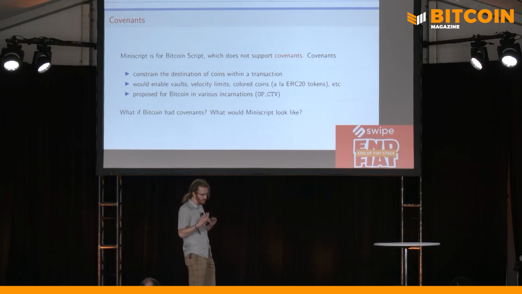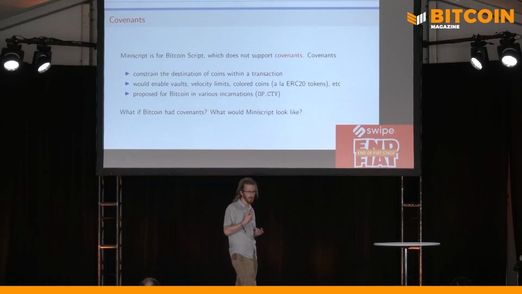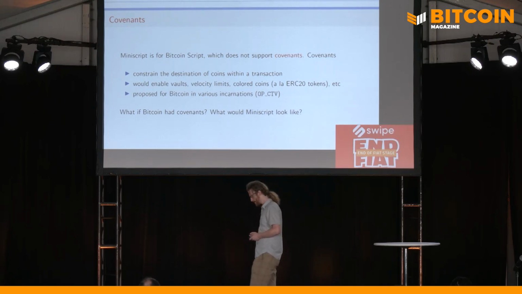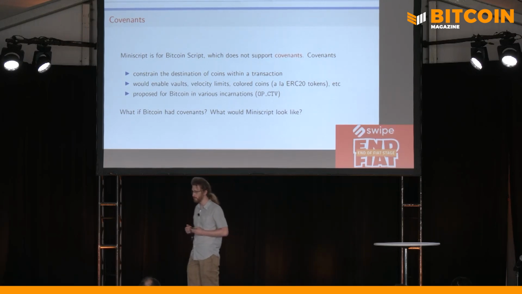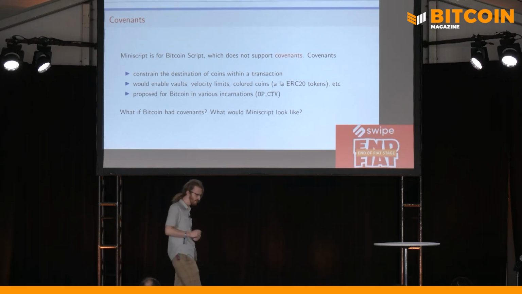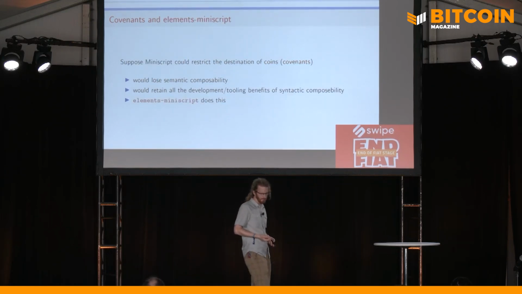The other piece of controversy is just on the technical layer, how do we do this? So there's been various proposals, and again, I'm not going to go into that. But the interesting question for the purpose of this talk is, suppose that Bitcoin had covenants, and spoiler, Liquid has covenants, and this is sort of where I'm going with this. What would that do to miniscript?